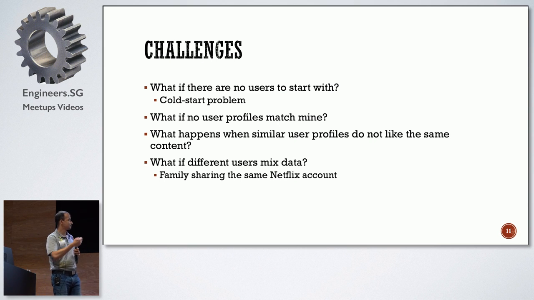And finally, if I share the same account, then this is another problem. The third problem is where I have two similar profiles but completely different interests. Although collaborative filtering is trying to suggest data based on similar user profiles, because my interests do not match that user, the recommendations are going to be totally useless to me. That's the problem the third point is discussing.